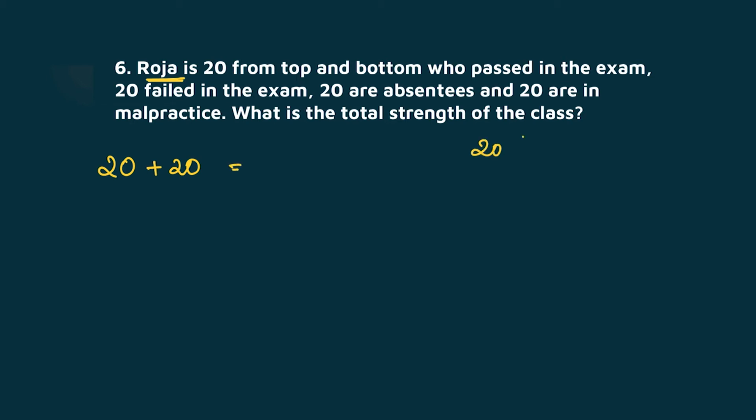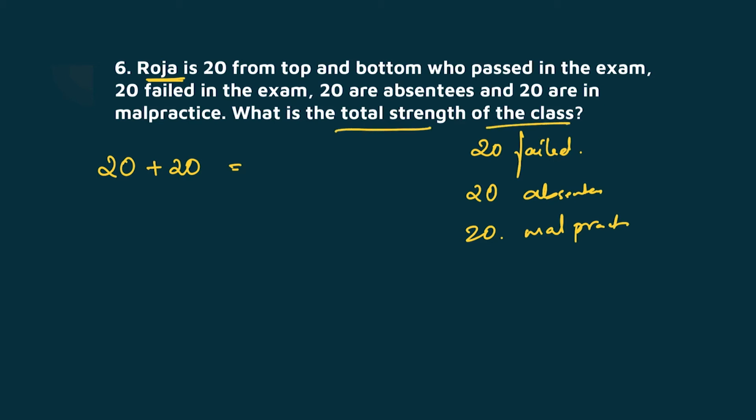Okay, 20 students failed in the exam, 20 were absentees, and 20 got caught for malpractice. Now you have to find the total strength of the class. So these are the list of passed students. 20 plus 20, which is 40, minus 1, that is equal to 39. Remember we are subtracting 1 because Roja is counted twice, from top as well as from bottom.